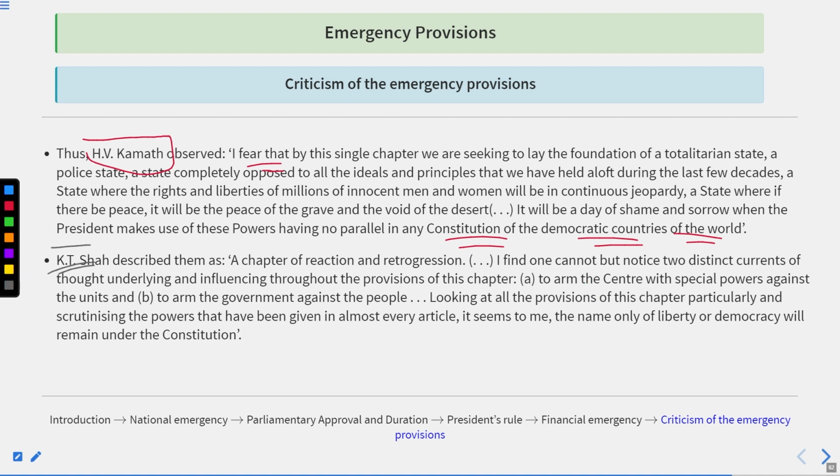Thereafter, another person, K.T. Shah, described them as a chapter of reaction and retrogression. I find one cannot but notice two distinct currents of thought underlying and influencing throughout the provisions of the chapter. First, to arm the center with special powers against the units or the states, to arm the government against the people, so that the government could use arbitrary powers and nothing could be challenged in the court. Looking at all the provisions of this chapter particularly and scrutinizing the powers that have been given in almost every article, it seems to me only the name of liberty or democracy will remain under the Constitution, not on the ground. Okay.